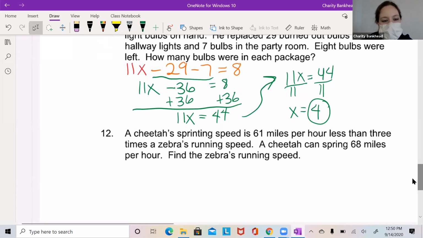All right, number 12 says a cheetah's sprinting speed is 61 miles per hour less than 3 times a zebra's running speed. A cheetah can sprint 68 miles per hour. Find the zebra's running speed.